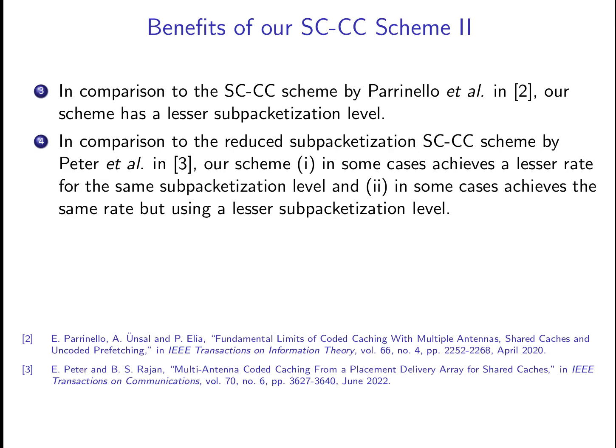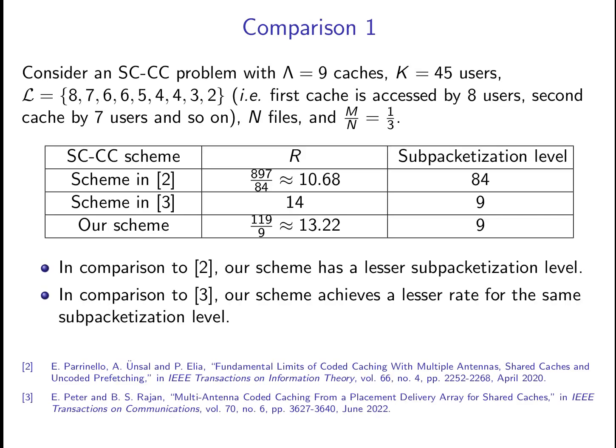Now benefit number 3. In comparison to the shared cache coded caching scheme given by Parrinello et al., which is the optimal one, our scheme has a lesser subpacketization level. In comparison to the reduced subpacketization scheme given by Peter et al. in 3, our scheme in some cases achieves a lesser rate for the same subpacketization level, and in some cases achieves the same rate but using a lesser subpacketization level. So let us see some examples in comparison.